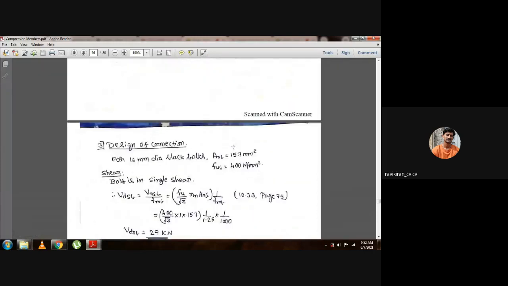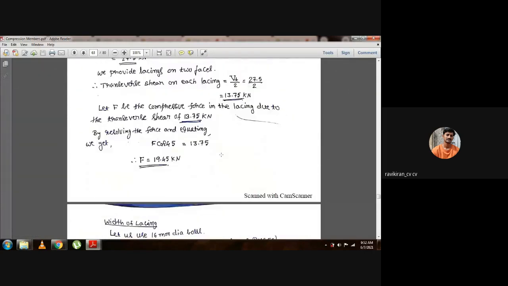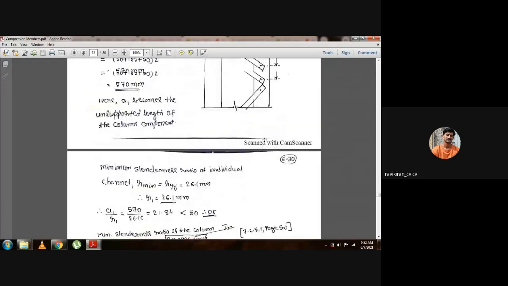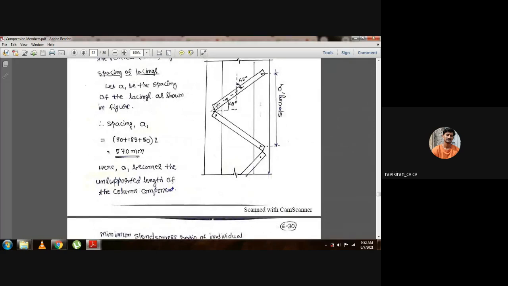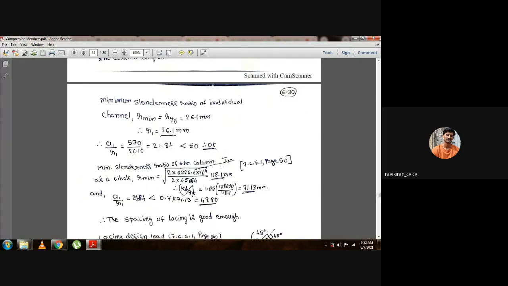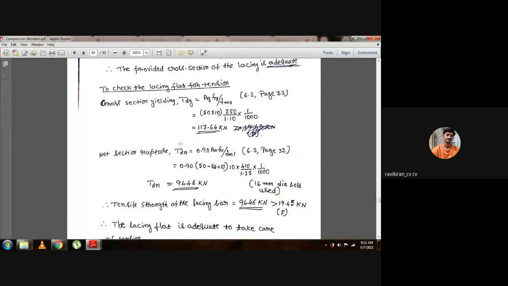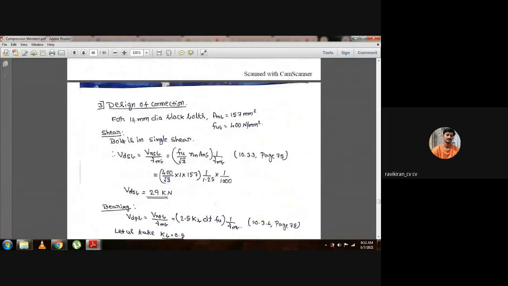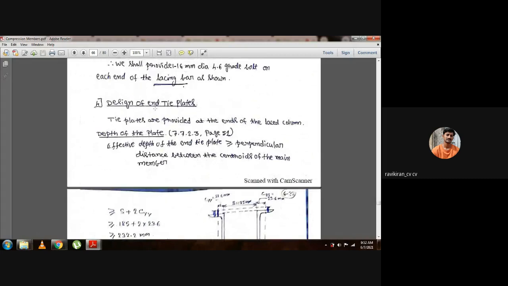As shown in the figure, we should go back to the figure. See here. Here it is one bolt and here it is one bolt. When direction changes again, this is one bolt and here it is another bolt. So once the bolts are fixed, tension is over, design of connection is over. Next, design of end tie plates.